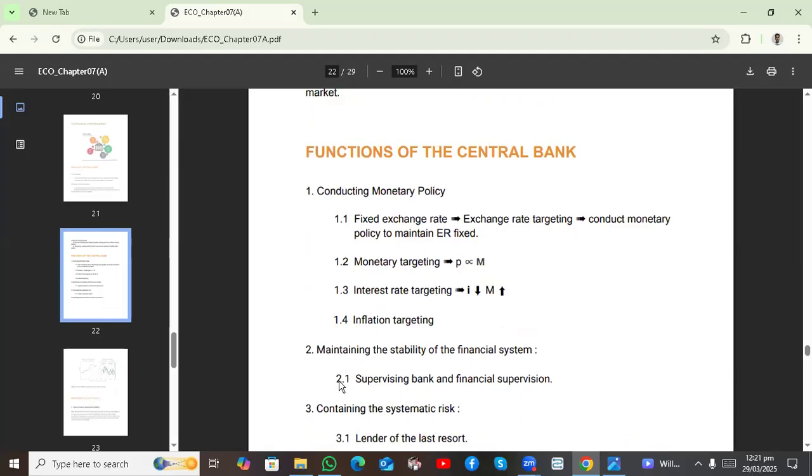So now we see what conducting monetary policy means. Exchange rate targeting: conduct monetary policy to maintain a fixed exchange rate. Monetary targeting, where E is proportional to M. Interest rate targeting, where interest rate and M are inversely proportional: if i is declining, M is increasing. And inflation targeting.